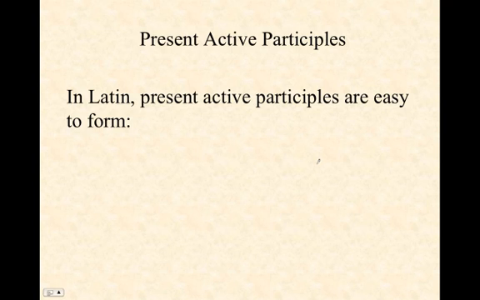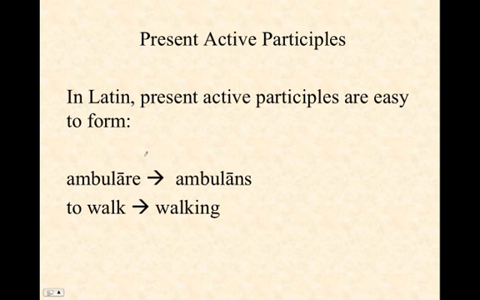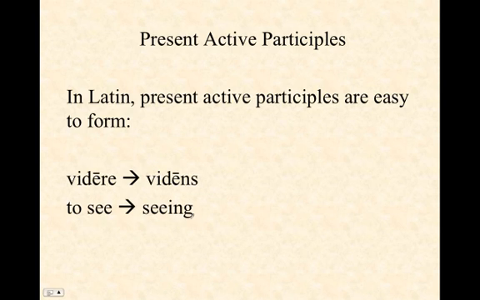In Latin, present active participles are easy to form. You're going to start with your infinitive, ambulare, to walk. You're going to take the -re off the infinitive, and you're going to add -ns, and then you change to walk to walking. Here's a second conjugation verb. Take the -re off the infinitive, add -ns, and you've changed to see into seeing.